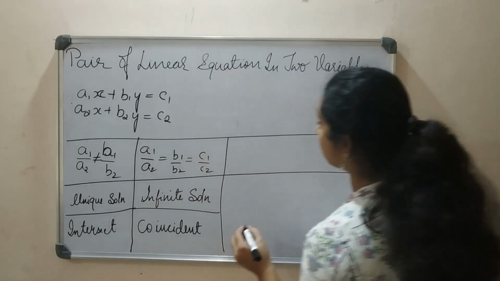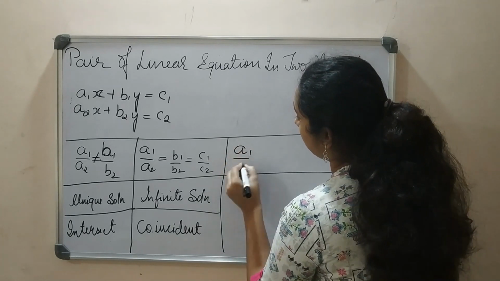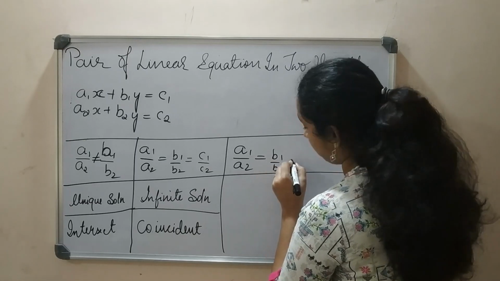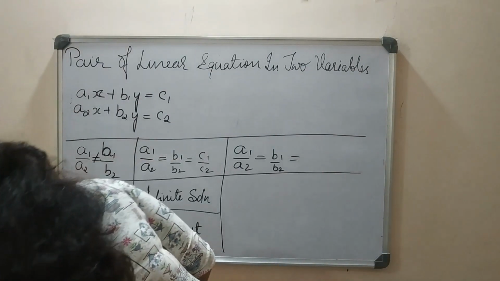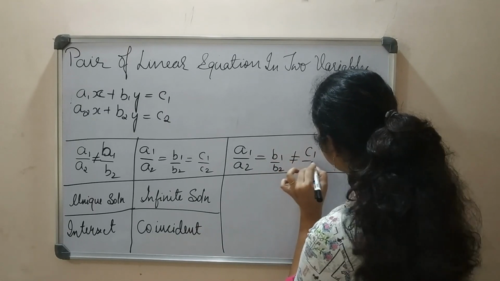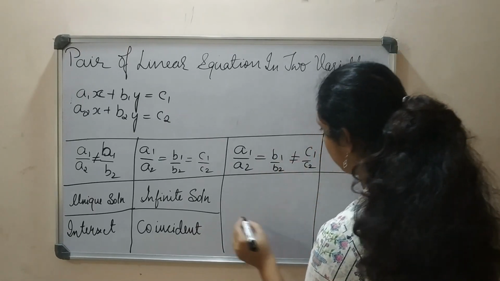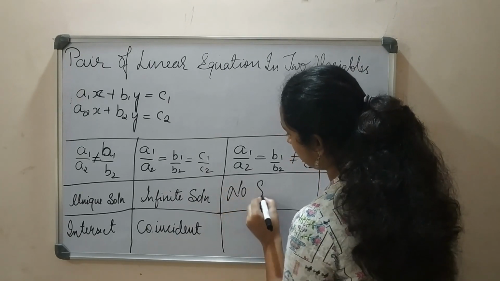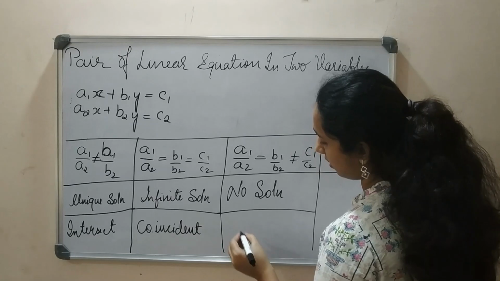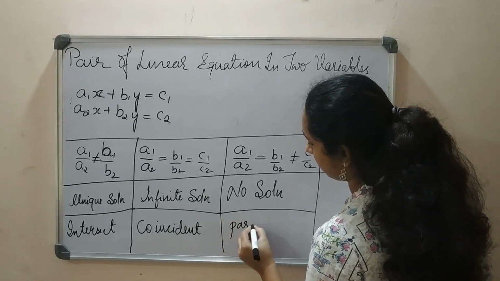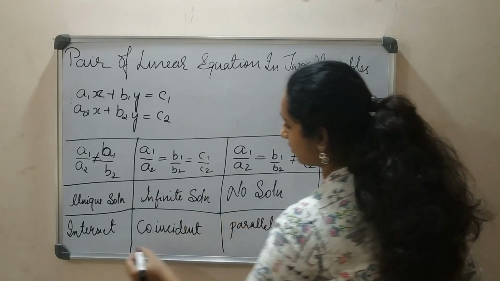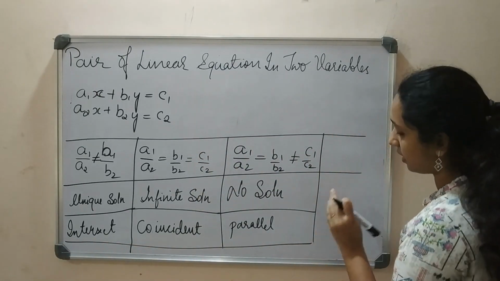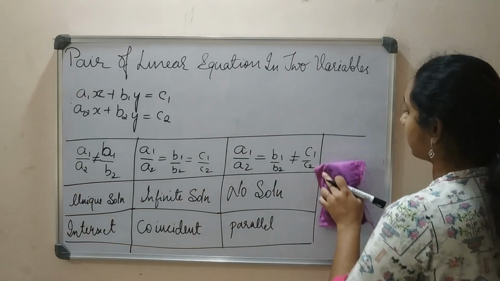And the third category will be a1/a2 equal to b1/b2, which is not equal to c1/c2. Then it will have no solution and the lines will be parallel. So this is the tabulation we can get by considering the general form.